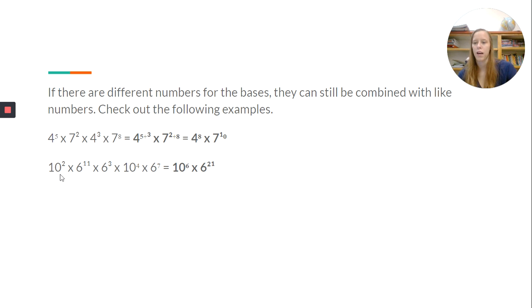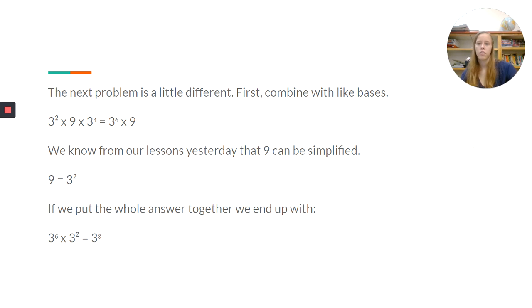Okay, so then we look at the bottom one. We have 2 10s and 3 6s. So I skipped that middle step, but if we take the 2 10s, we have 10 to the 2nd and 10 to the 4th, so we're going to get 10 to the 6th. And then our 6s, we have 11, 3, and 7 as our powers. So it's going to give us 14, and 7 is 21, so 6 to the 21st. And that's that simple, okay? So what about this one?